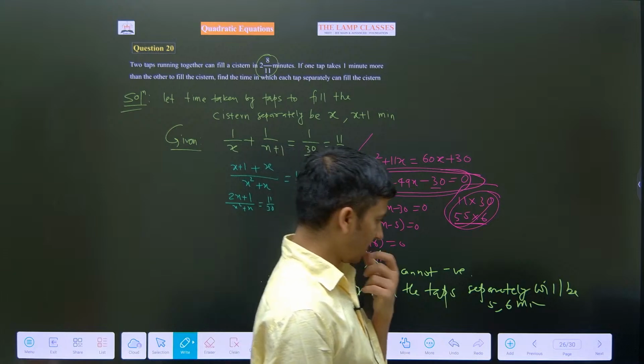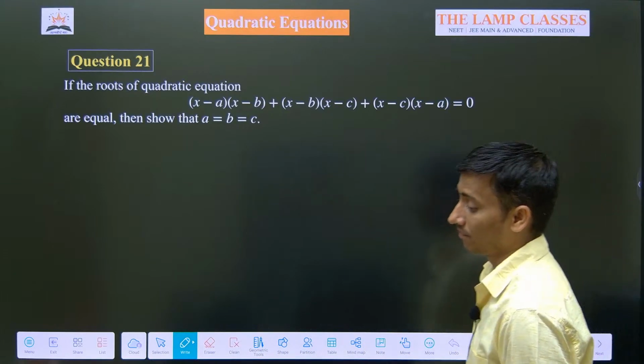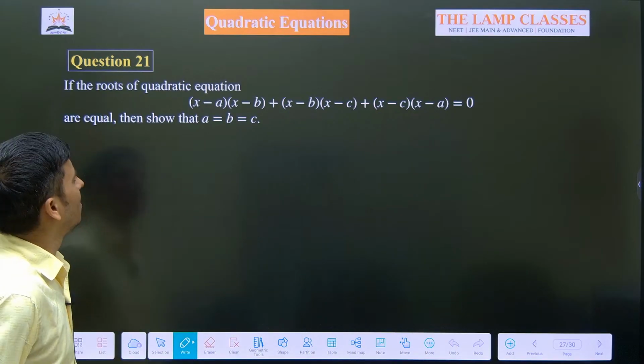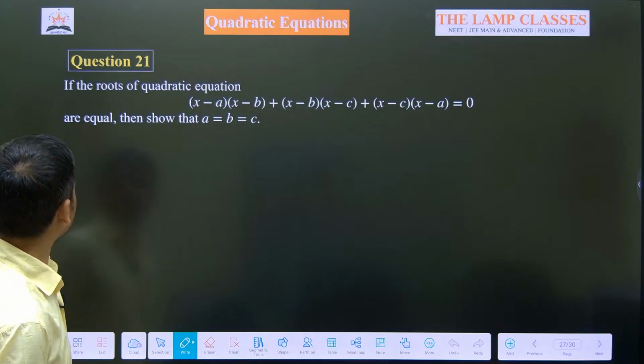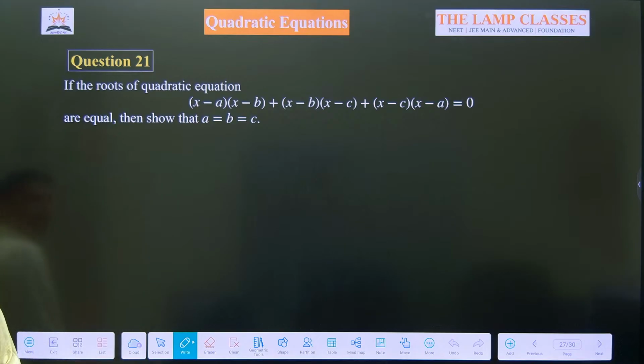Let's do the next one. This is another quadratic where the coefficients are some constant variables. Please complete this question. No? When you simplify, that's a quadratic. You have to show that a is equal to b is equal to c if the roots are equal.